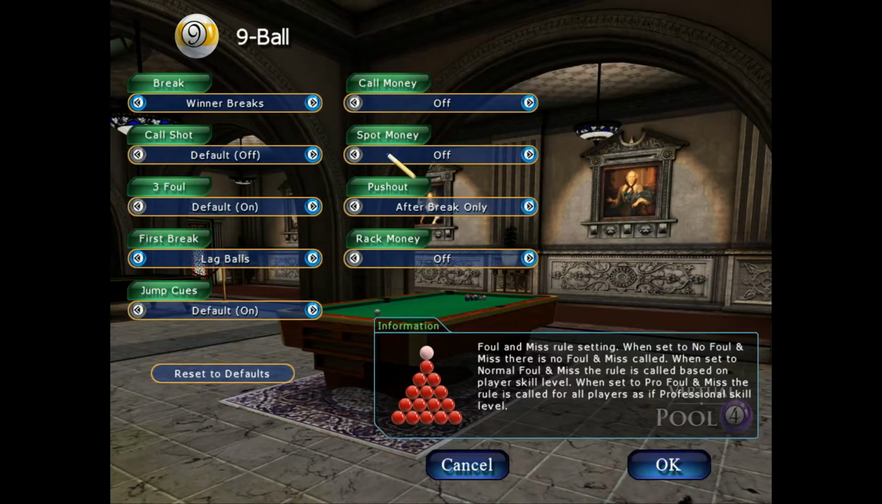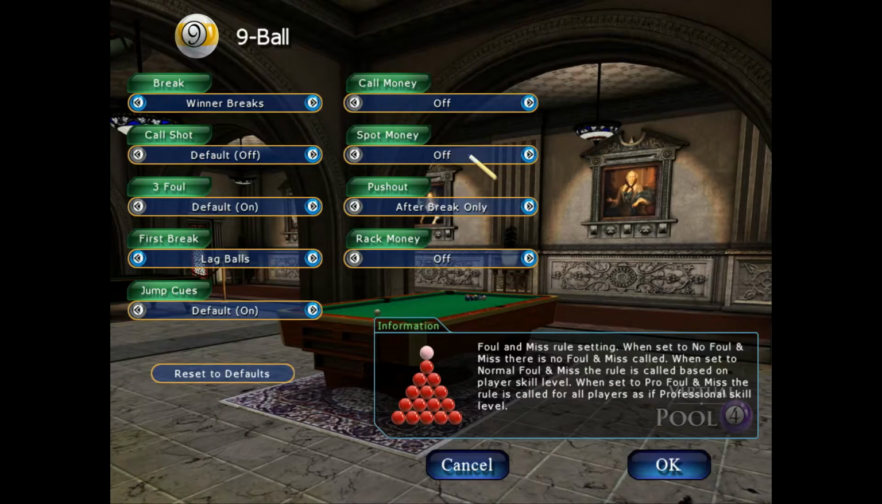This one here, spot money, is very important if you have a handicapping system in, and particularly if it's money ball handicapping. So if you have spot money off, the important thing about that is that if, say, you have 2 players playing each other and one of the players is getting 5 and out, that's the biggest handicap you can get in Virtual Pool 4 and 9 ball. Now, if they're getting 5 and out, that means that the 5 ball, the 6, the 7, the 8 and the 9 are their money balls.